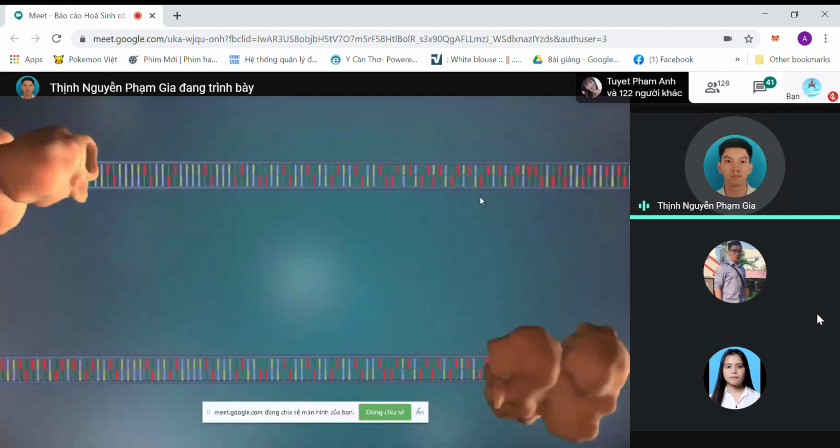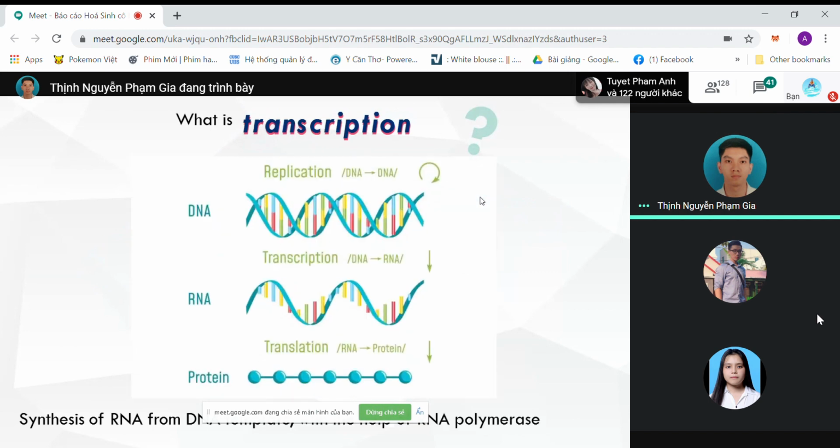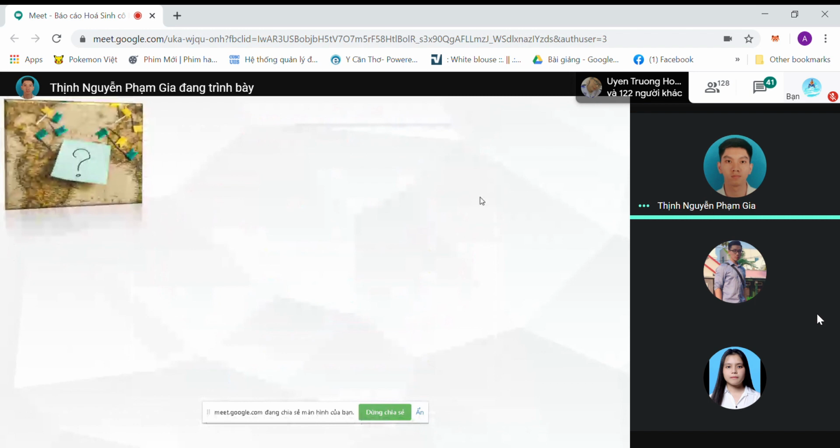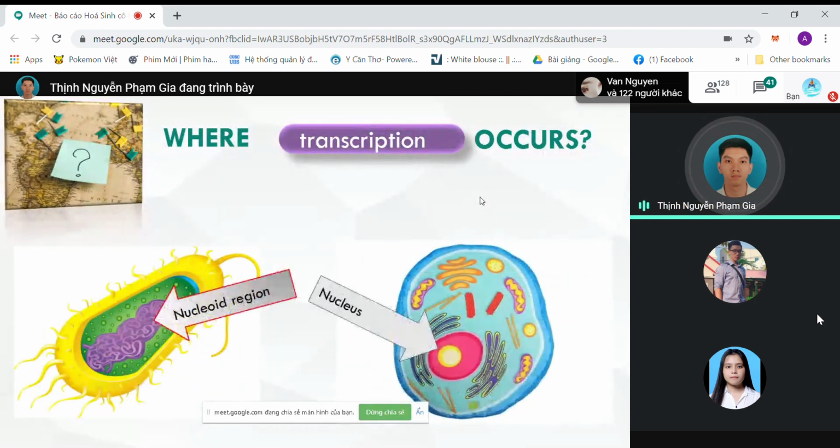The second part is transcription. Transcription is the synthesis of an RNA molecule by using a DNA molecule as a template. It transfers the genetic information from DNA to RNA. And where this process occurs is different. In prokaryotic cells, it occurs in nucleoid regions, and in eukaryotic cells, it occurs in the nucleus.